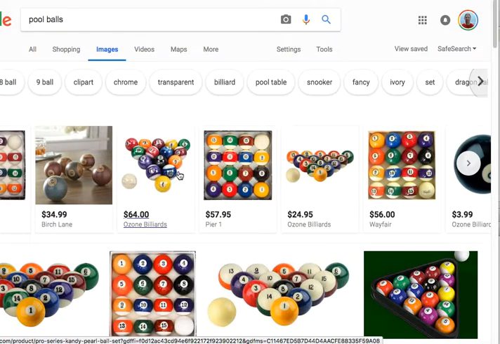If I have two rows, I have 1 plus 2 is 3. If I have 3 rows, I have 1 plus 2 plus 3 balls is 6. If I have 4 rows, that's 1 plus 2 plus 3 plus 4 is 10. If I have 5 rows, that's 15. So we say the number of pool balls given a certain number of rows.